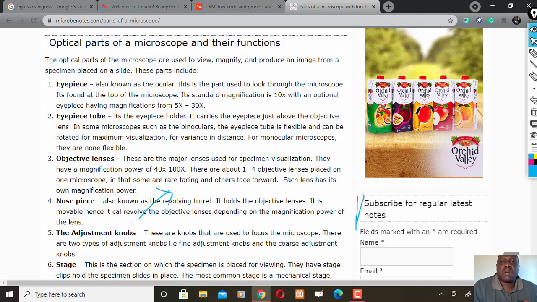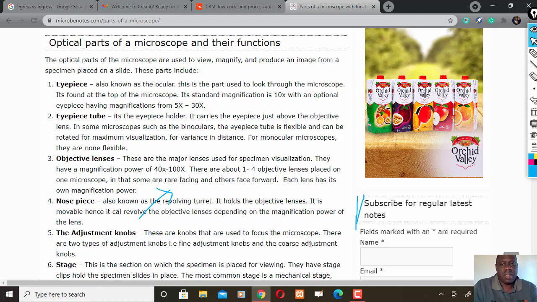By that we mean if you place a specimen on a slide and observe it, the standard magnification of what you're going to see is 10 times the original size. Then you got the eyepiece tube. It's the eyepiece holder. It carries the eyepiece just above the objective lens. In some microscopes, such as the binoculars, the eyepiece tube is flexible and can be rotated for maximum visualization. You can adjust it to suit your sight for variance in distance. For monocular microscopes, they are non-flexible. That's to say, they're fixed.